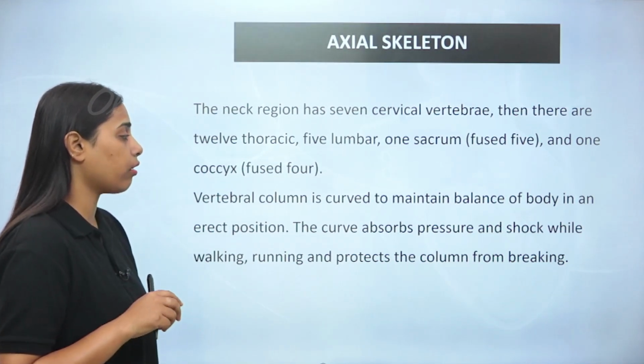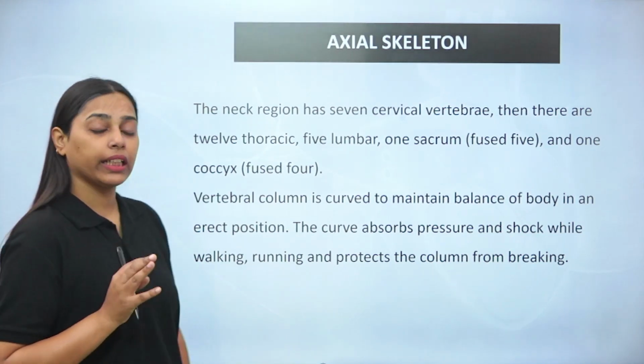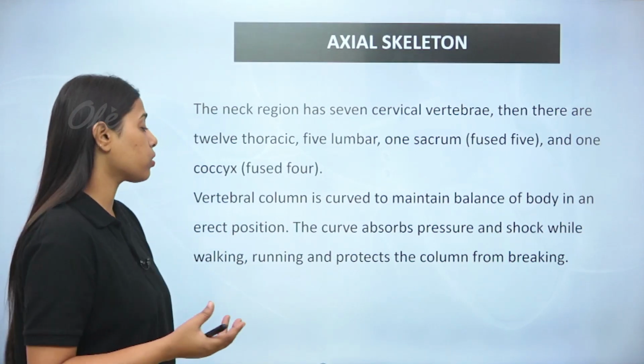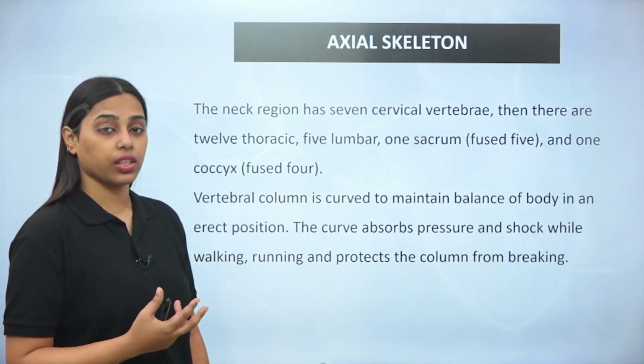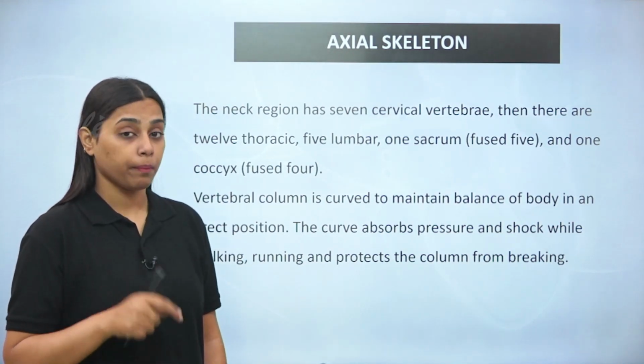The vertebral column is curved to maintain the balance of the body in erect position. It maintains the posture of the body also, and provides flexibility to the body. The curve absorbs the pressure and shock while walking and running, and protects the column from breaking.